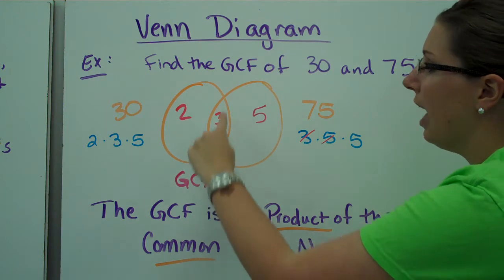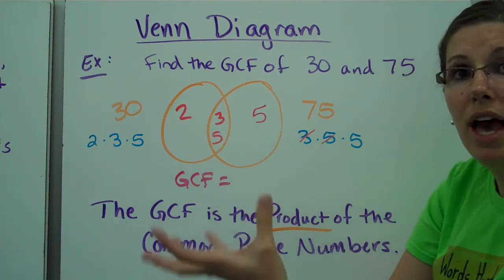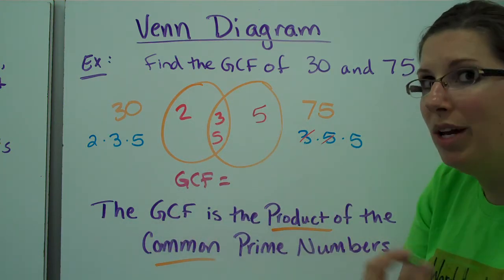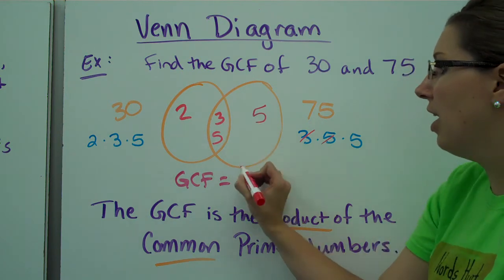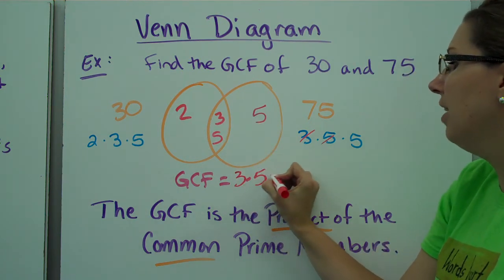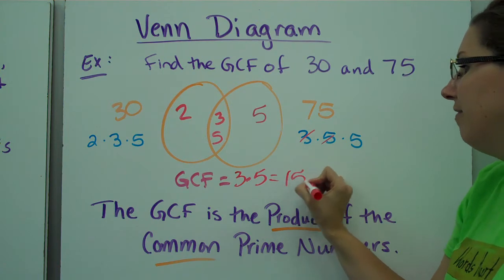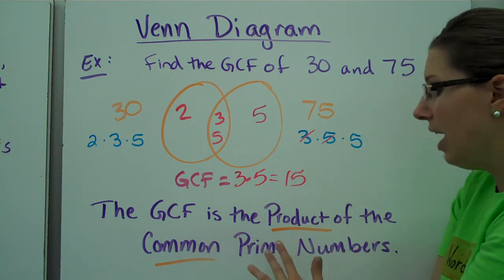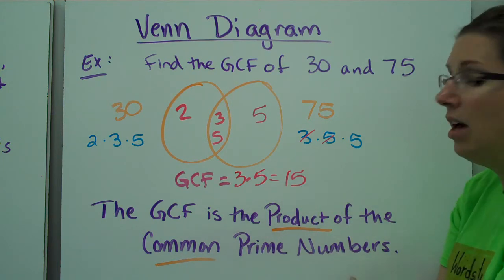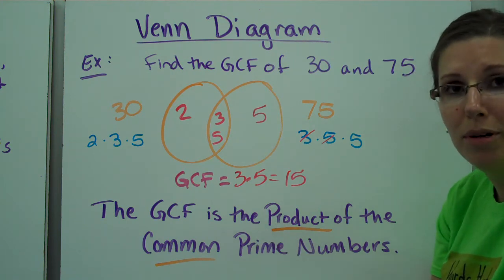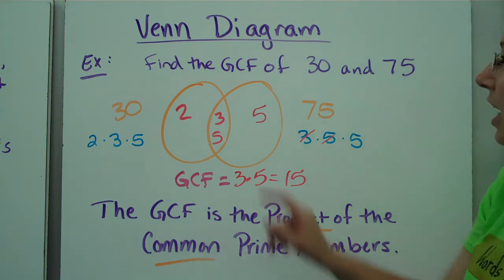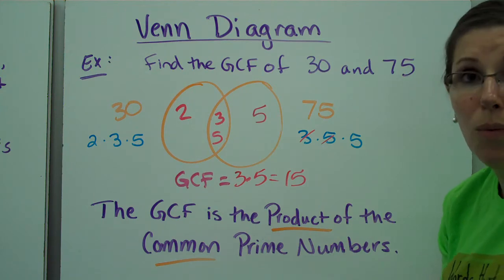So for the GCF, I just take what they had in common, greatest common factor. In this case, I have 3 and 5. 3 times 5 is 15. So the GCF is the product of the common prime numbers. So in a Venn diagram, you can see visually what they have in common.